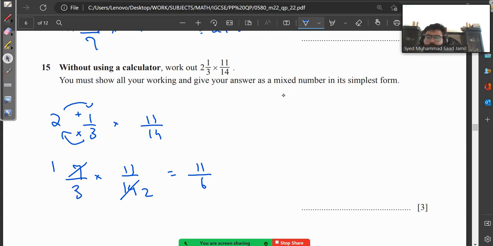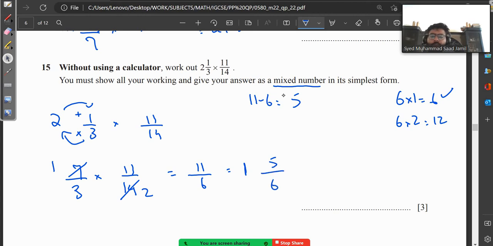Okay. And since the question says give the answer as a mixed number, this is an improper fraction since the numerator is bigger. Just do it like this. 6 1s are 6, 6 2s are 12. Now in the table of 6 we don't have the number 11. Which is the number which is closest and lower than 11? It's 6. So you will write 1 whole because you multiplied 6 with 1. 1 whole, 11 minus 6 is 5. 1 whole, 5 upon 6. That's how you get your answer as a mixed number.